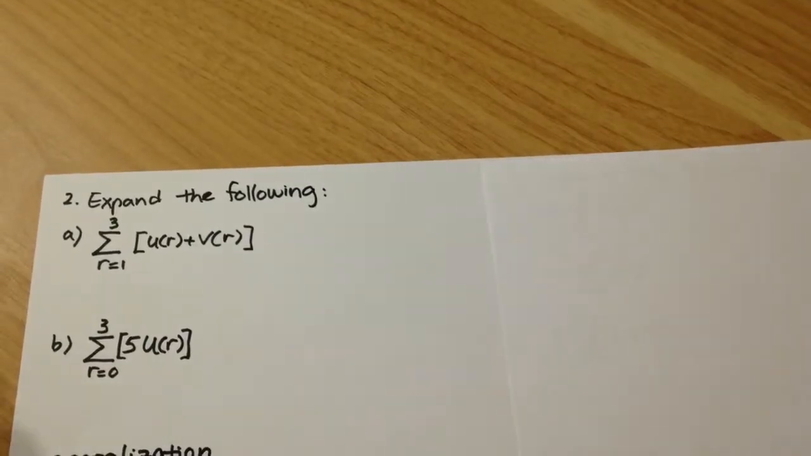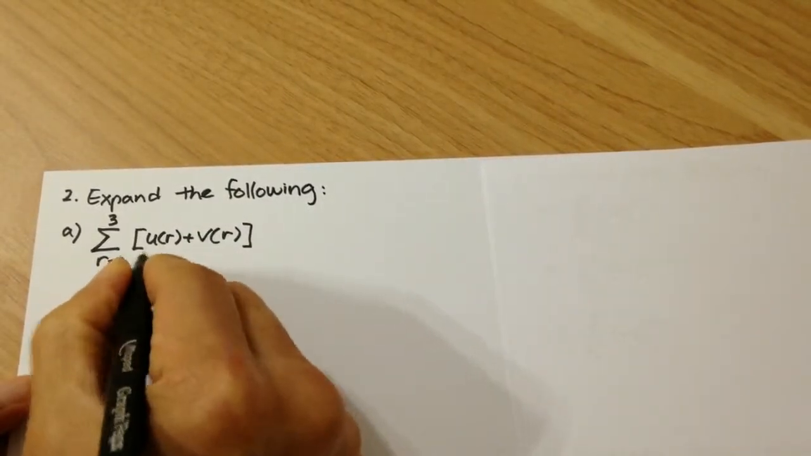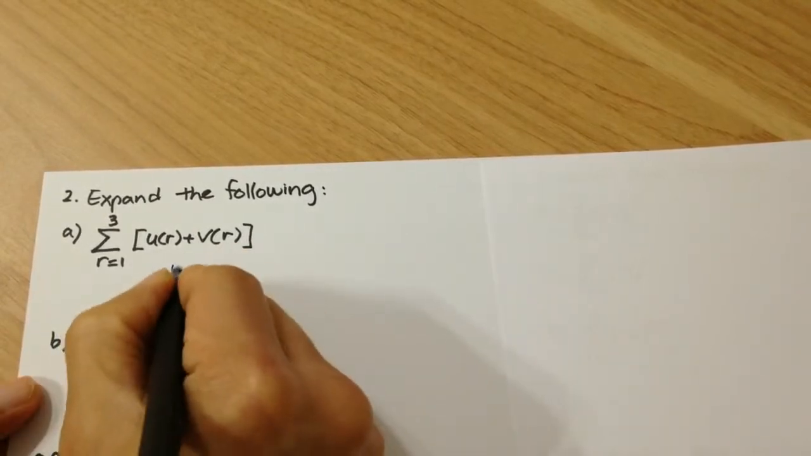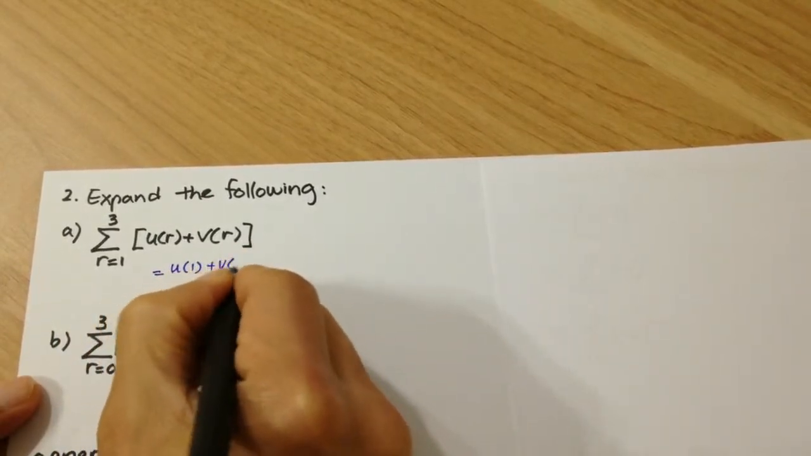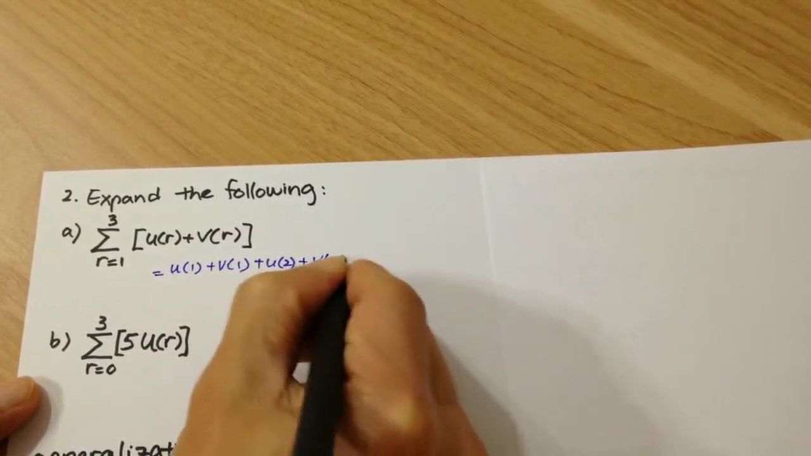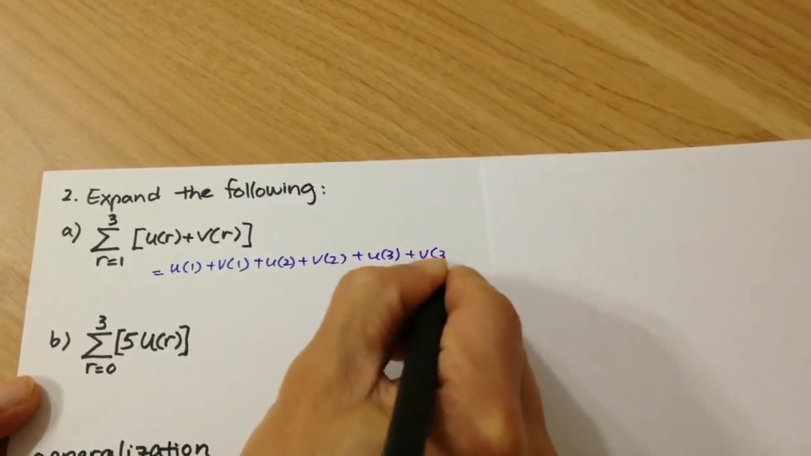Right, let us expand these two questions. So here, R is going from 1 to 3. I can write U of 1 plus V of 1 plus U of 2 plus V of 2 plus U of 3 plus V of 3.